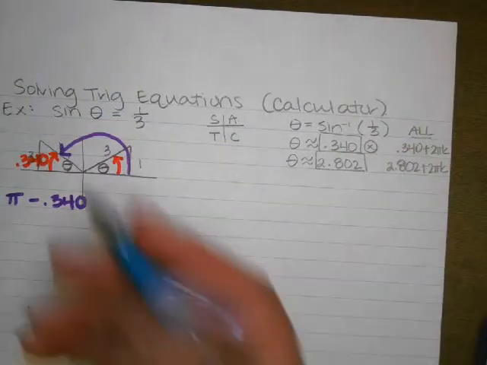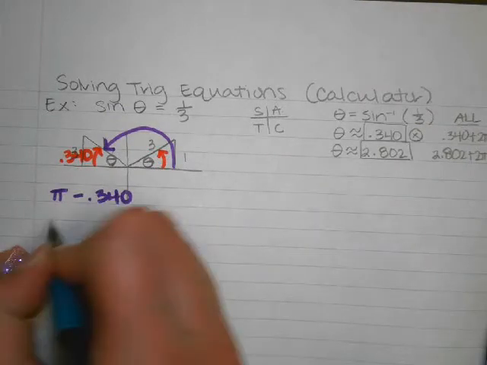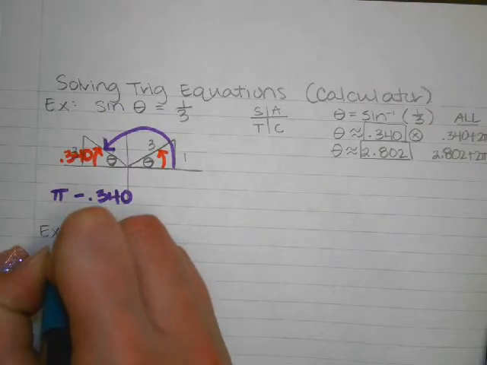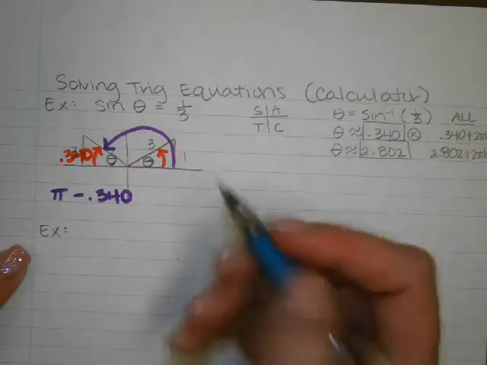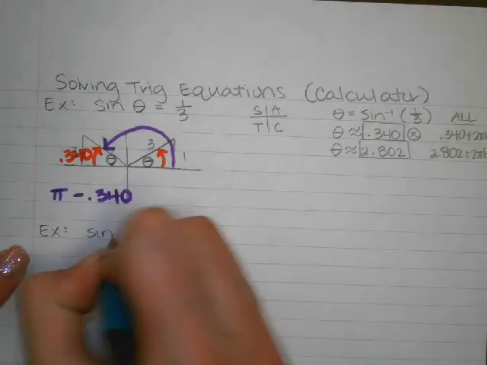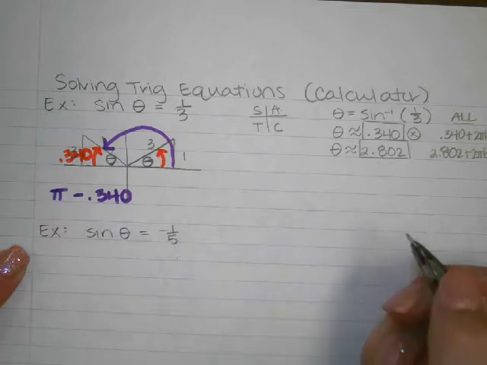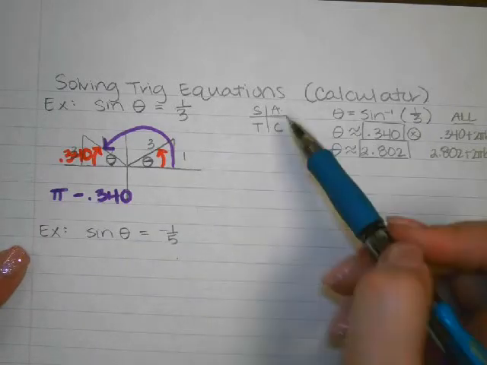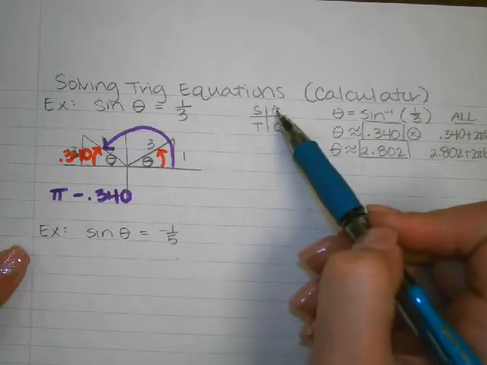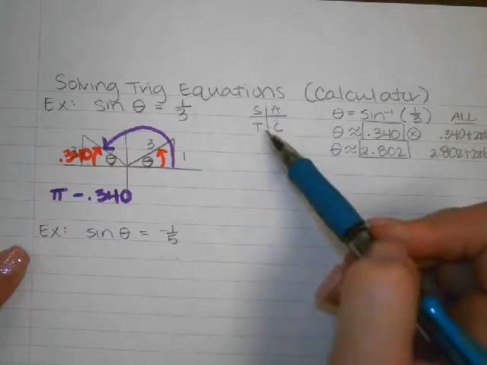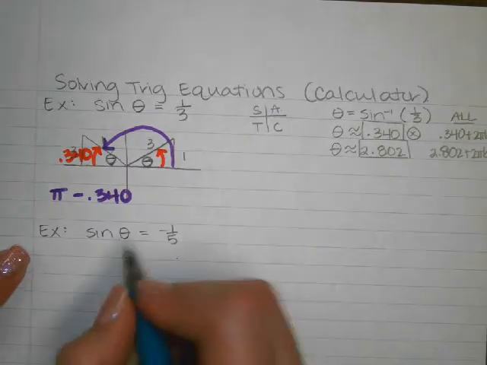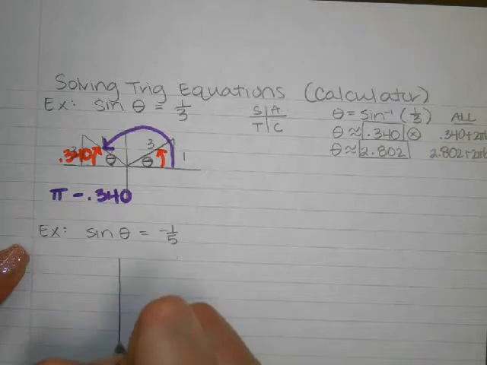Okay, so let's go ahead and do another one. We're going to go ahead and do sine theta equals -1/5, just so we can have the negative version. So I know the positive version of sine would show up in quadrant 1 or 2. That means the negative version shows up in quadrants 3 and 4.